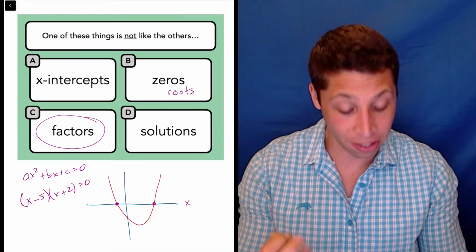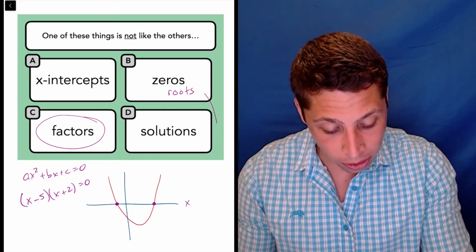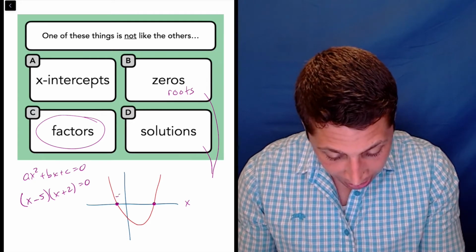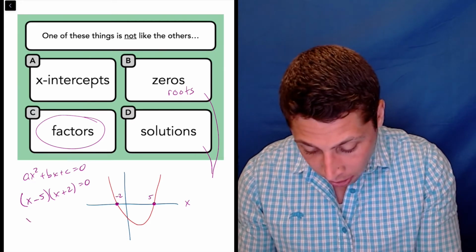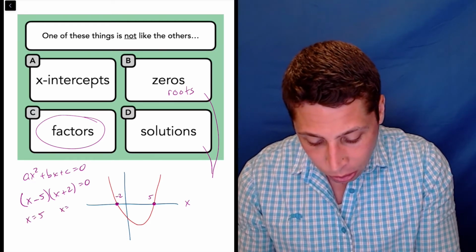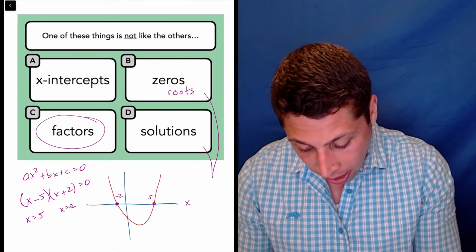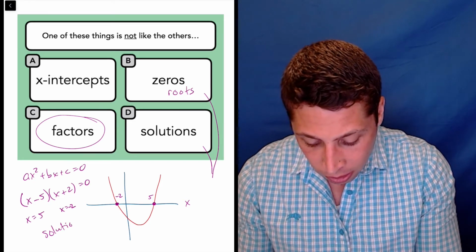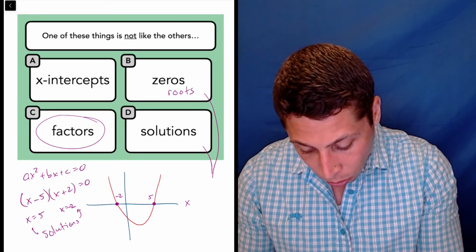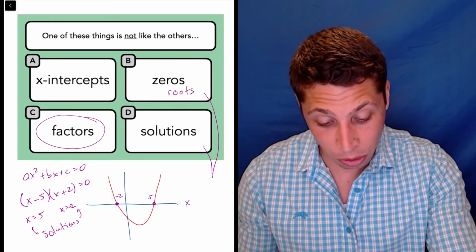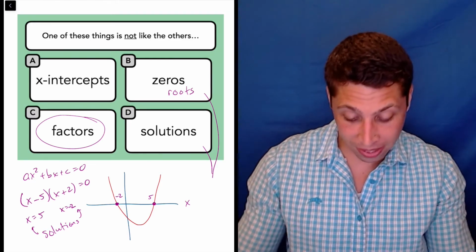So in this case, all three of these words would give us, for this quadratic, if this were -2 and 5, they would give us those values. -2. So these are the solutions, zeros, roots, x-intercepts, all that stuff. Those are the words that we're talking about. So what is a factor? What makes that a little different?